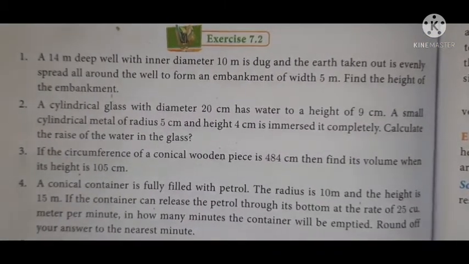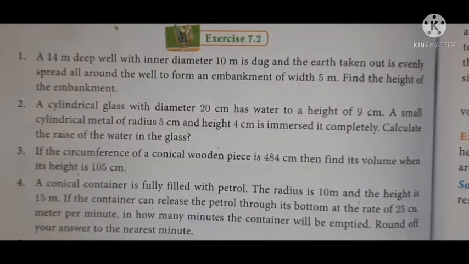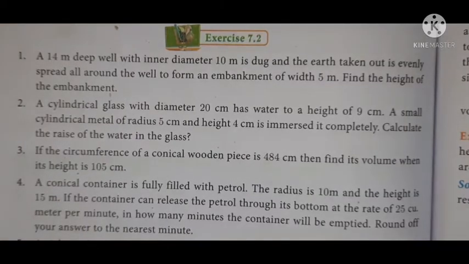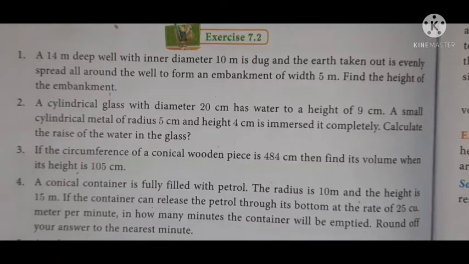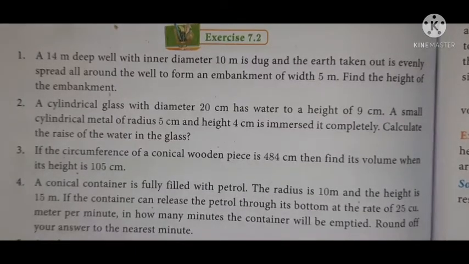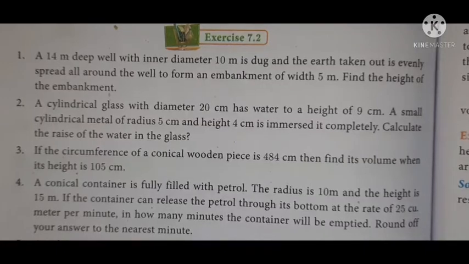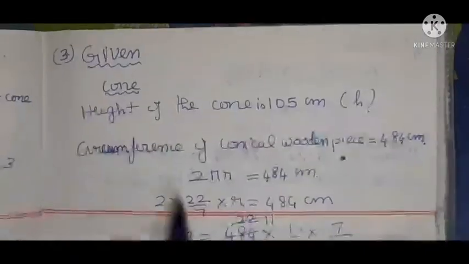If the circumference of a conical wooden piece is 484 cm, then find its volume when its height is 105 cm. Here, a conical wooden piece is given. Its base is in the form of a circle. The circumference of the circle is 484 cm and the height of the cone is 105 cm. To find the volume of the cone.